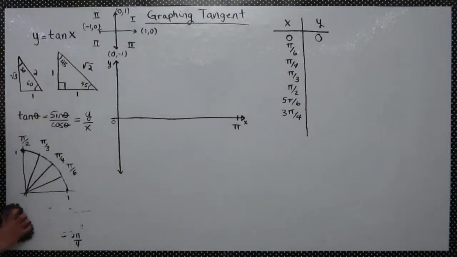And then one more, we've got pi over 6. So we're going to add pi over 2 plus pi over 6.